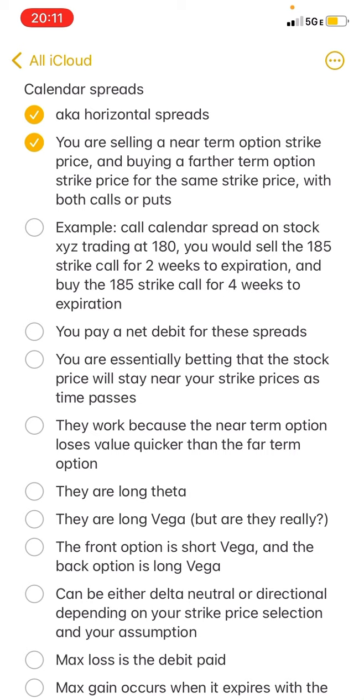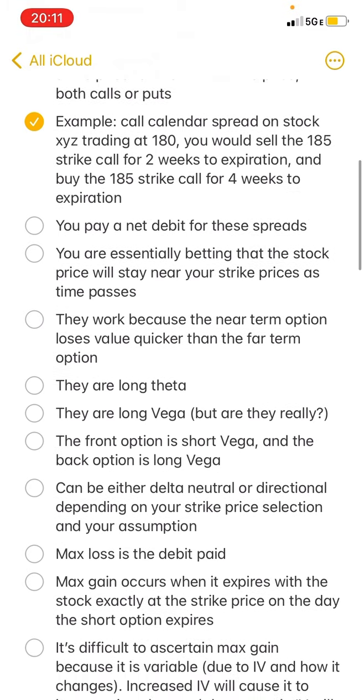So you'd either be selling, say, next week's call and then buying a call one week after that, or you'd be selling a put for next week and then buying another put at the same strike price a week after that. For example, a call calendar spread on stock XYZ, which is trading at 180. You would sell the 185 strike call for 2 weeks to expiration, and then you'd be buying the 185 strike call for 4 weeks to expiration.